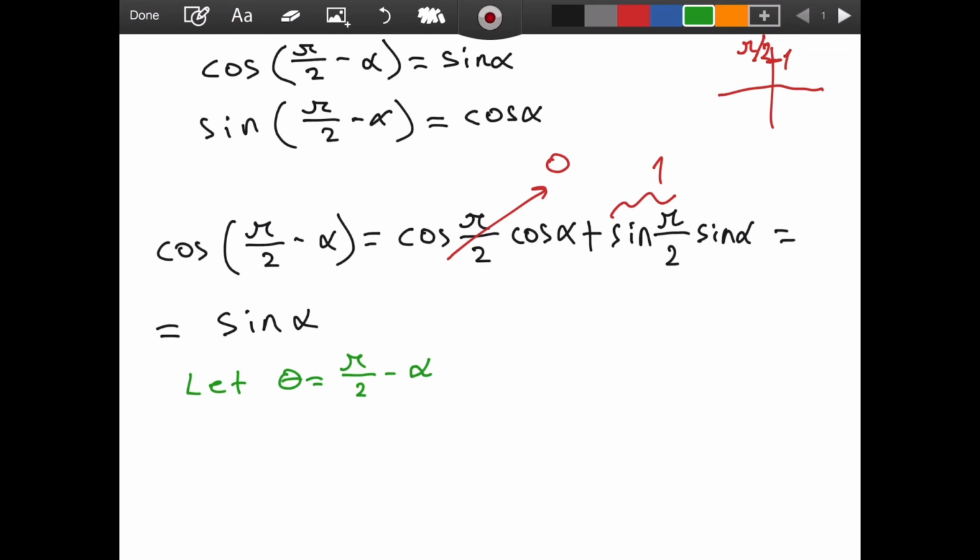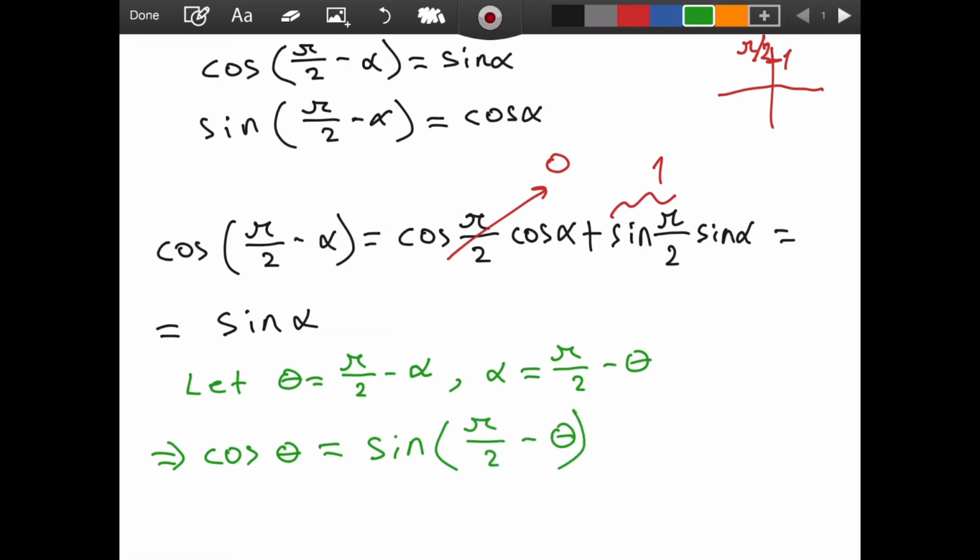Alright, so in that case, if I make this substitution to my equation, what do I get? I will have cosine of theta, because I just defined the argument of the cosine as theta. Then this is equal to sine of alpha, but I don't want alpha anymore, so let's solve for alpha using our definition. Alpha is equal to pi over 2 minus theta. So we have sine of pi over 2 minus theta. And look at this. This is the second cofunction relation, isn't it?